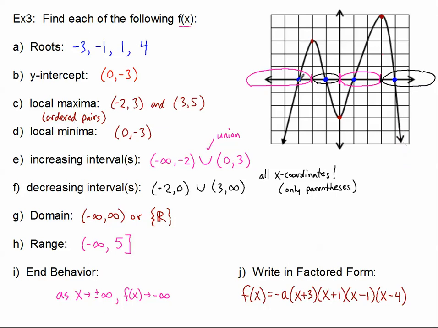I also want to remind you that there is no multiplicity with our roots, and therefore there are no special exponents on top of our factors. So that is f of x written in factored form. Again, we don't know what the value of a is, we just know that it's negative.